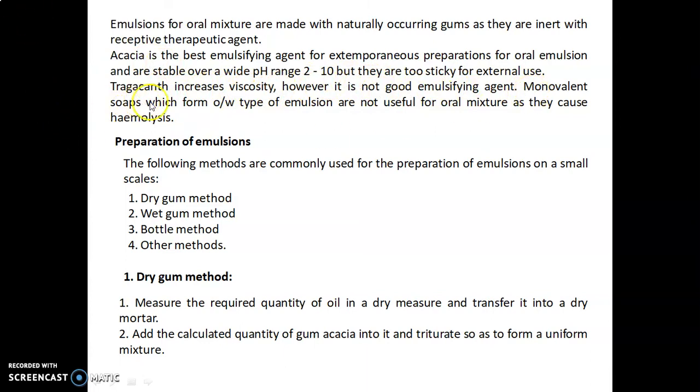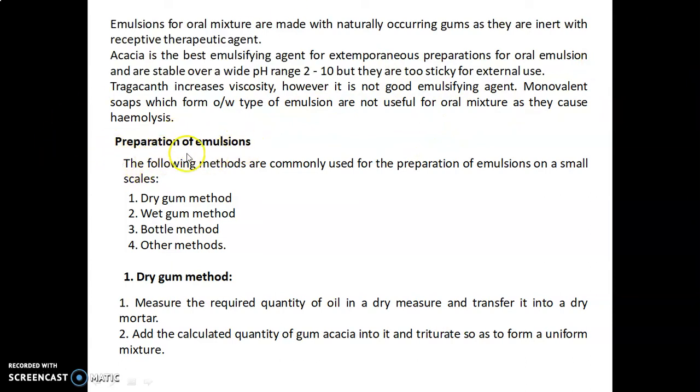The monovalent soaps form O/W, that is oil in water type of emulsion, in which oil is the internal phase while water acts as the external phase. This O/W type of emulsion is not useful for oral mixtures as it causes hemolysis.